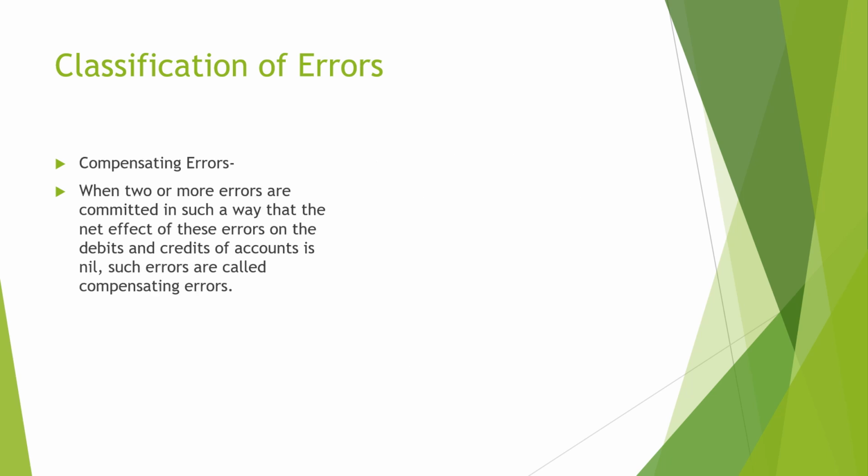The next one is compensating error. When two or more errors are committed in such a way that the net effect of these errors on the debit and credit of accounts is nil, such errors are called compensating errors.